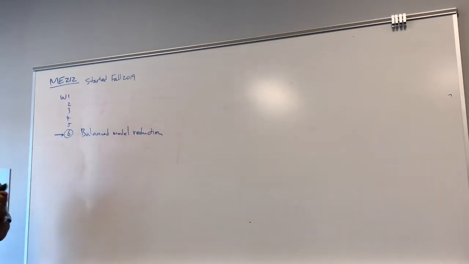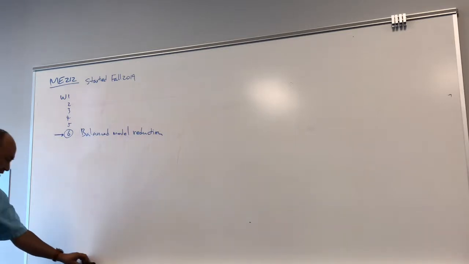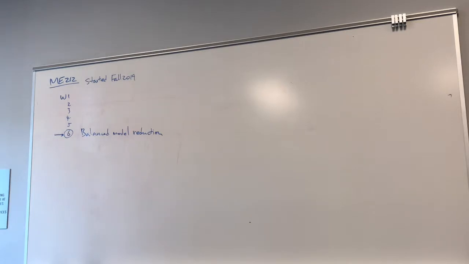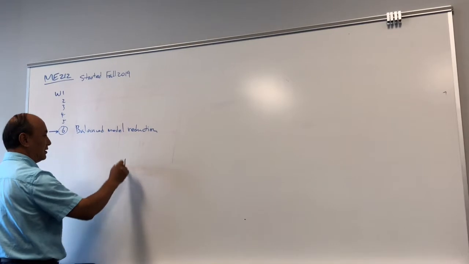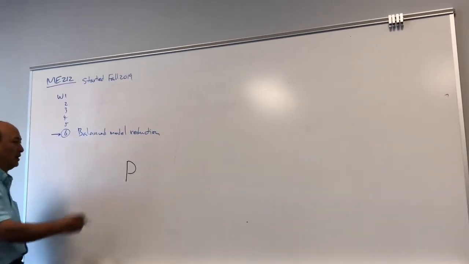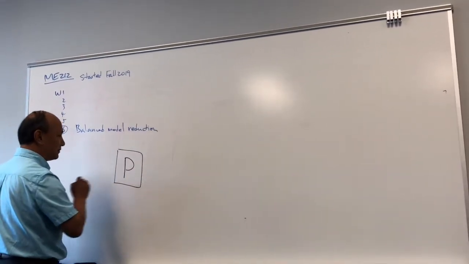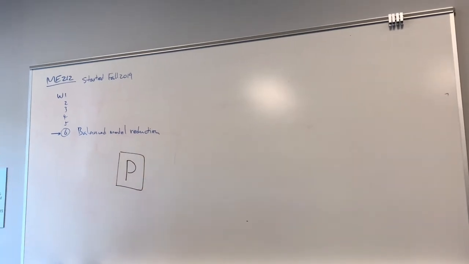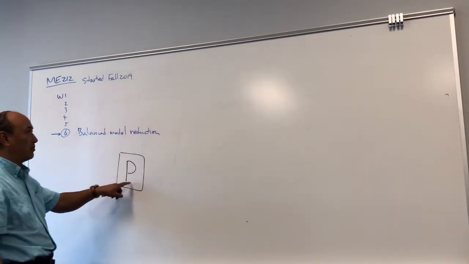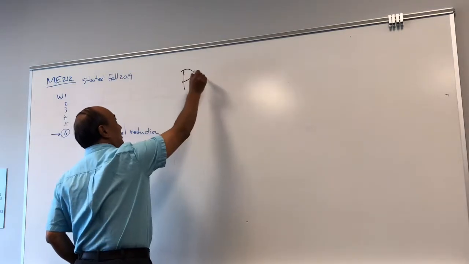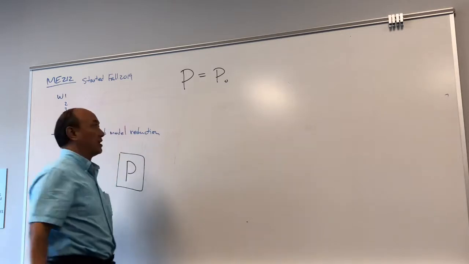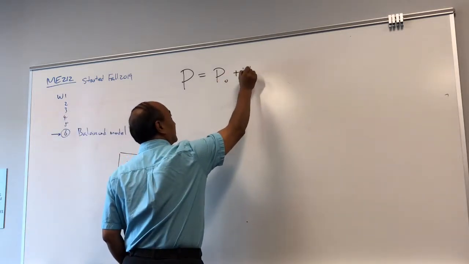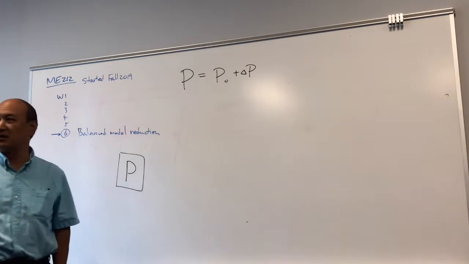First of all, we need to set up the stage about why we need to even talk about this. We have a plant P here, our real plant, and we want to control it. Whenever we see the plant, we know that P is a nominal model plus delta P. The delta P is called uncertainty.